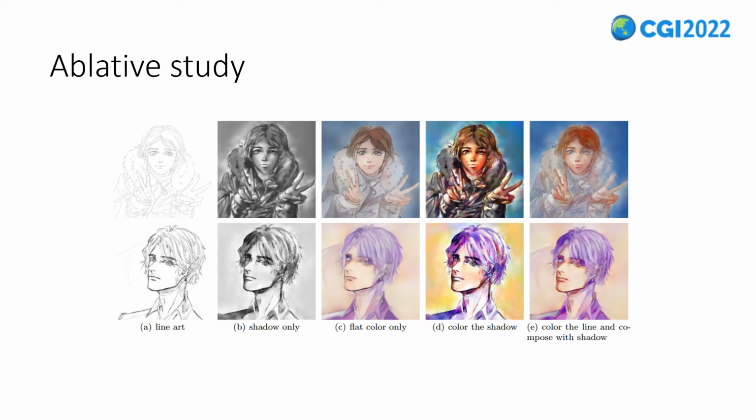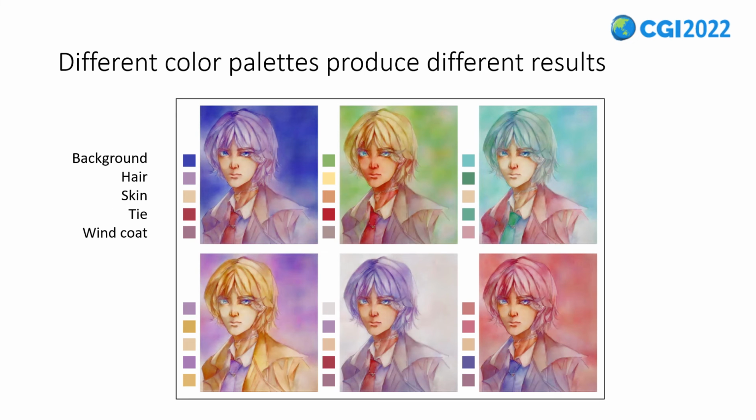Due to the page limitation, this figure has been deleted from our paper, but I want to show it in my presentation, just to show how our method can help artists try different colors. By giving different user hints, they can get different results in a very short time. The colors on the left side of the picture are the colors of background, hair, skin, tie, and raincoat.